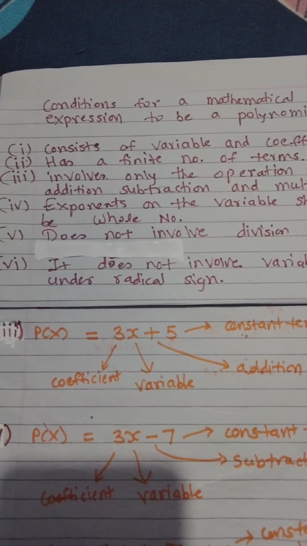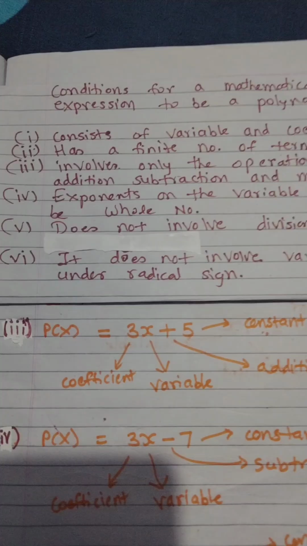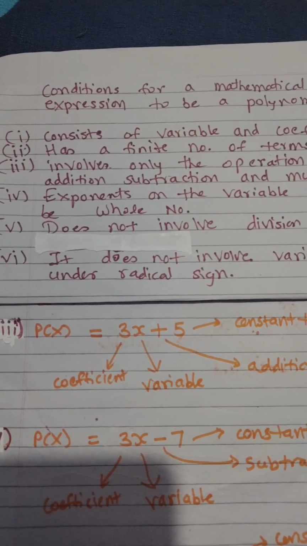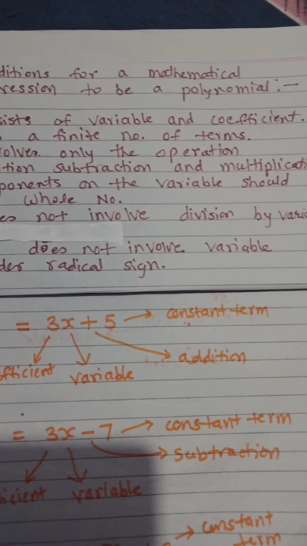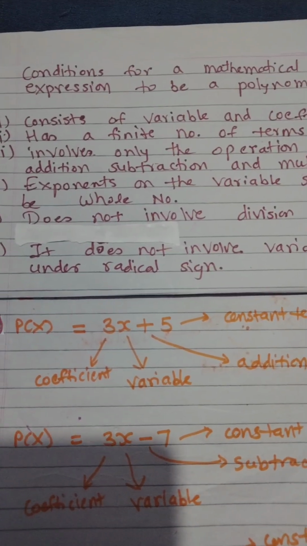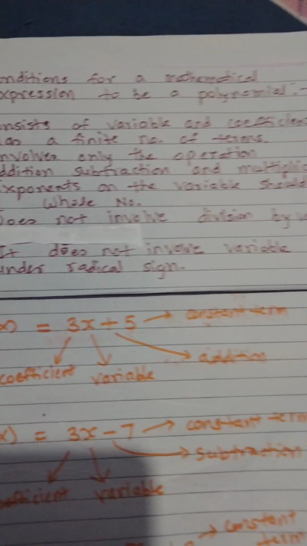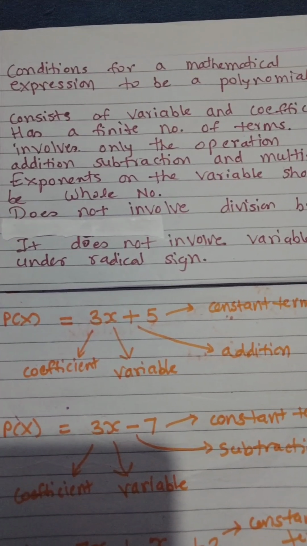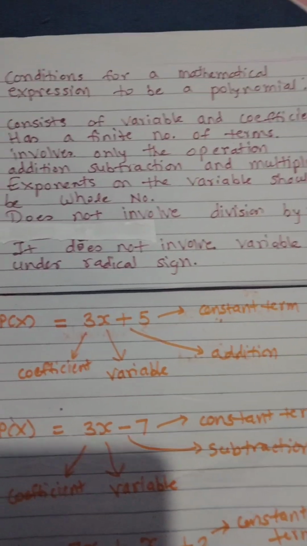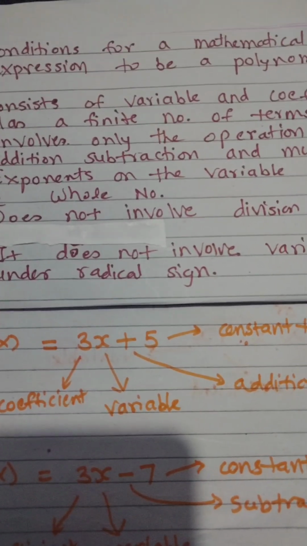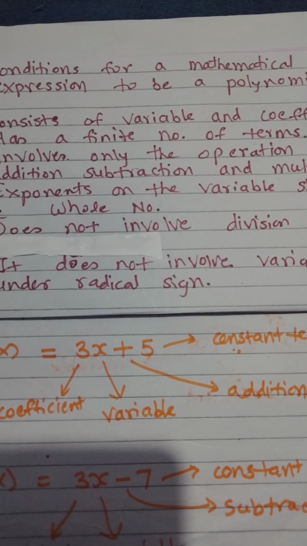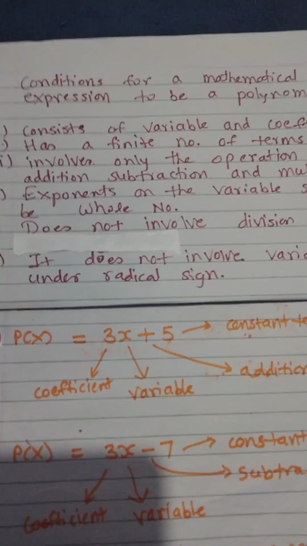Let's see some more examples of polynomials. Here p of x equal to 3x plus 5. P of x is a polynomial because it satisfies all the conditions for a mathematical expression to be a polynomial. Here it consists of variable and coefficient. 3 is the coefficient here, x is the variable. It satisfies the second condition that it has a finite number of terms. Here there are two terms, 3x is the first term and 5 is the second term. So there are two terms which are finite.